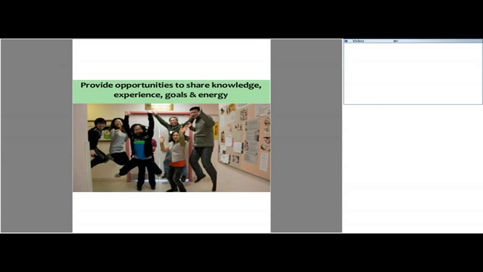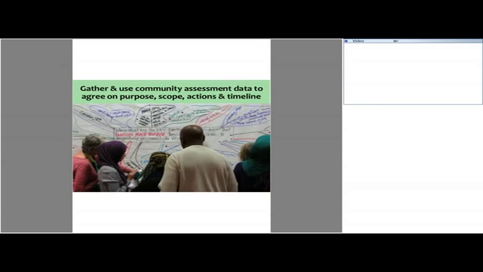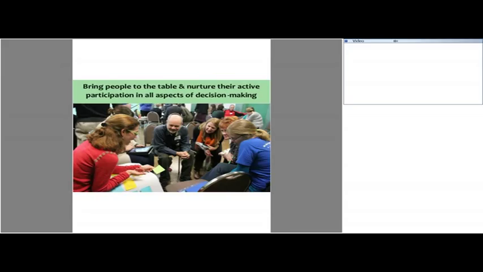Next, please. We need to make sure that we gather and use community data so that we can agree on not only the purpose of our work, but what kinds of activities would make sense. How feasible are these activities? How much intensity do we have to implement in the community? What's our timeline? And you see here people creating a storyboard to start that process of asking those questions. What is it we're here for? What is it we're supposed to do? But it's informed.